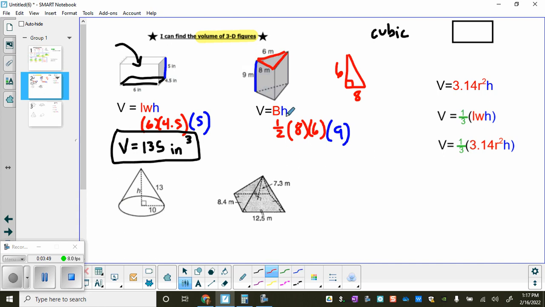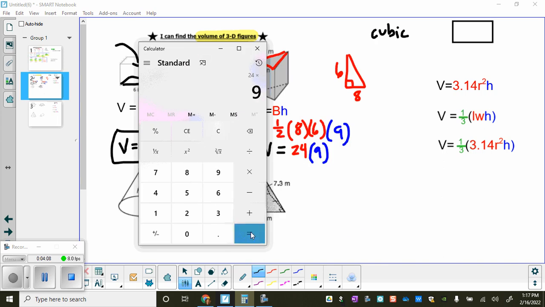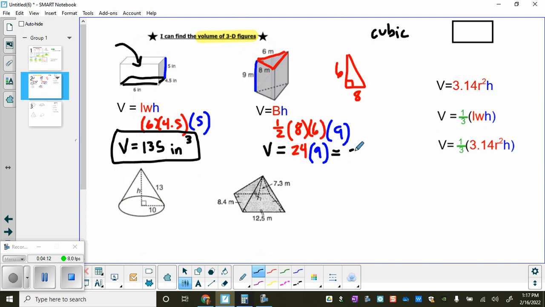So we have a triangular bottom. The 8 by 6 is 48, and half of that would be a 24. So that's the area of my triangular base. And then now I'm going to do times the 9 for the whole prism, and that'll give us our total volume. So we've got 24 times 9. So we get a 216 for this one. So this volume is 216. And we've got meters, so I'm going to say cubic meters. The volume is 216 cubic meters.